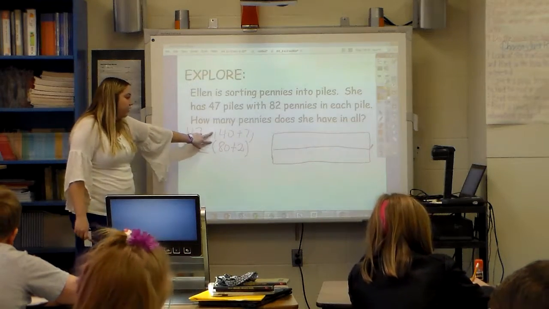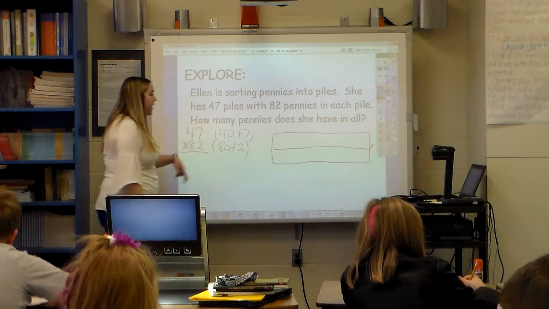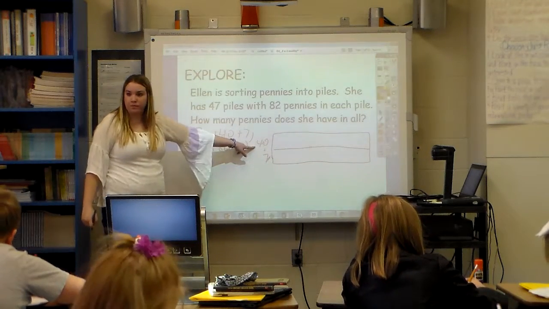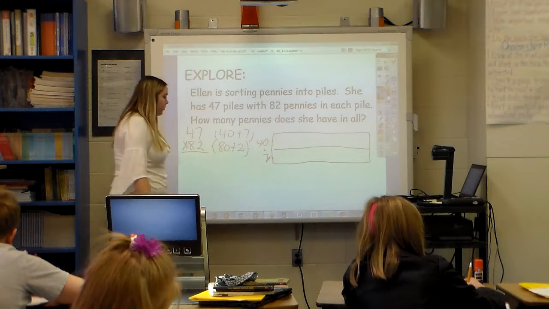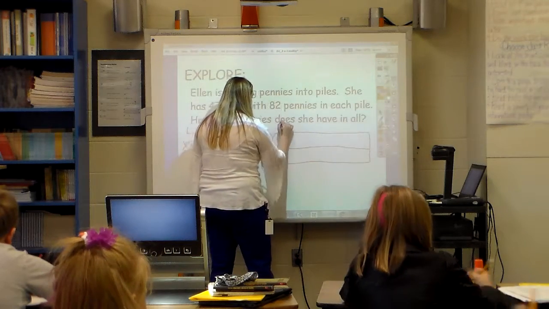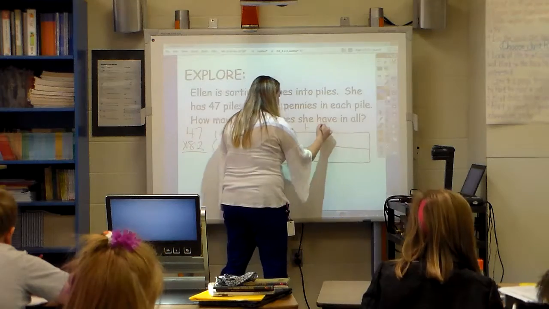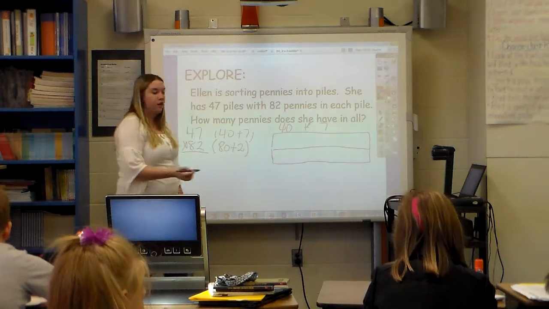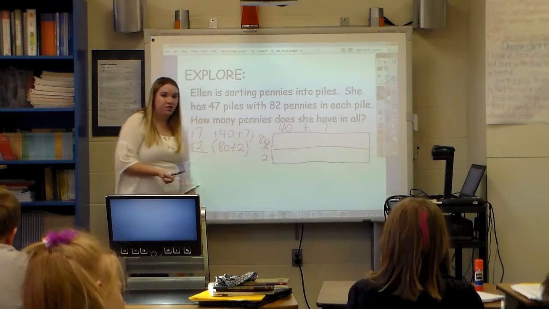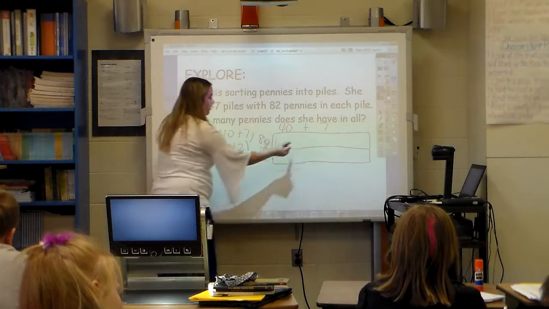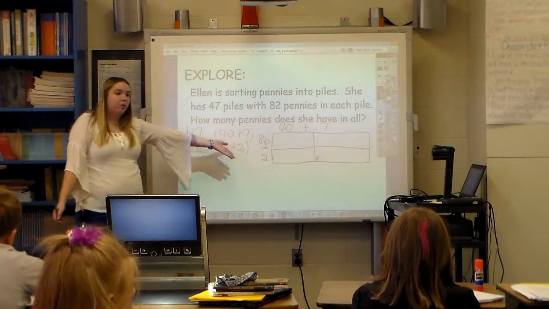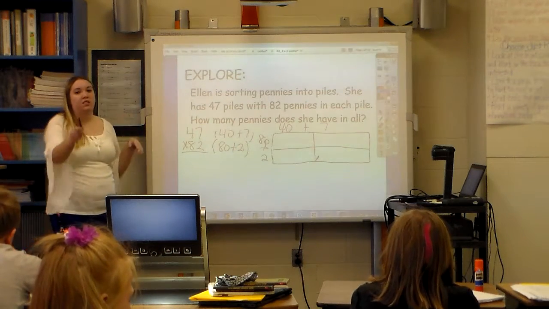But since I have four different numbers, I'm going to have to do 40 plus 7. I'll put it across the top since it's the first one. And then we'll do this one, 80 plus 2. So break my box in half. So now what do we do? Now that we have our area model drawn, how do we know how to do this, Ethan?